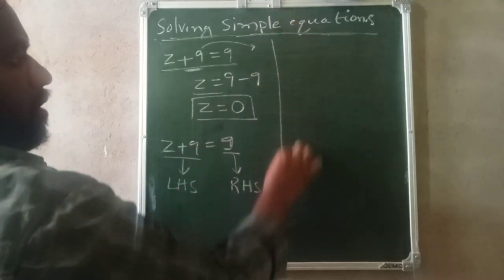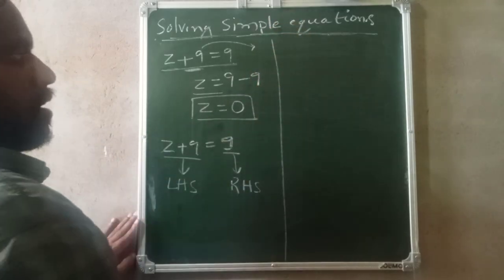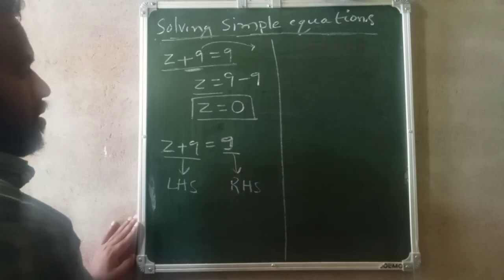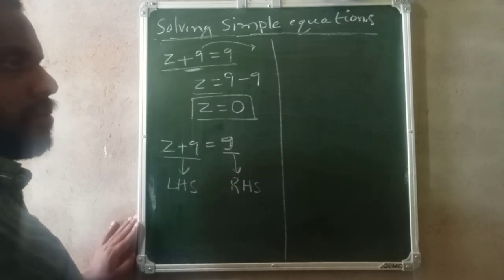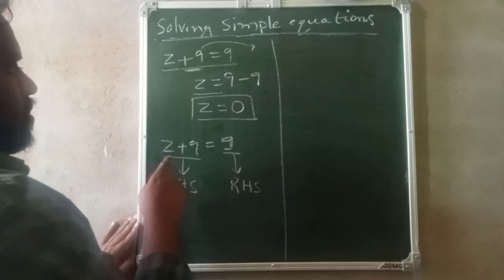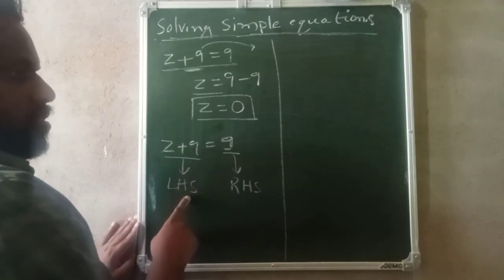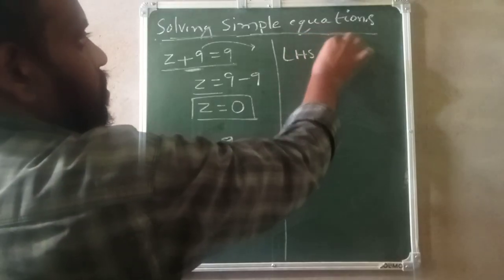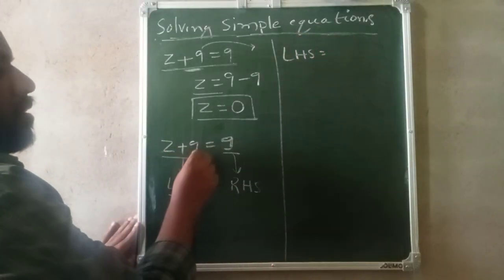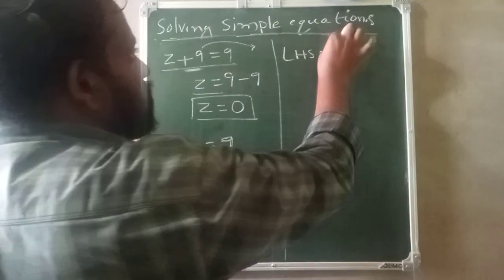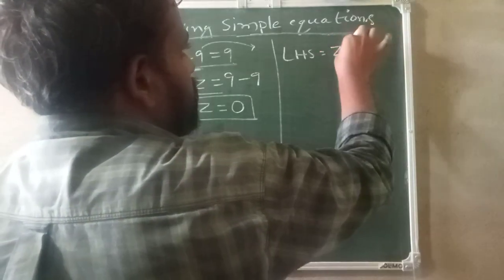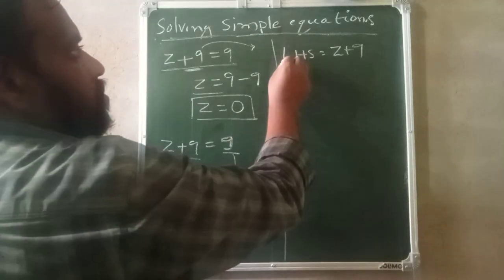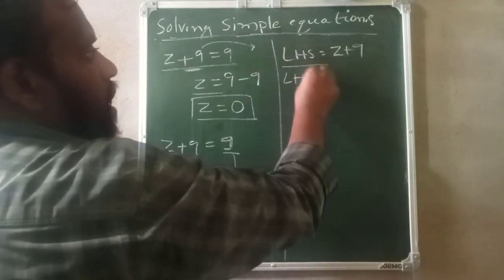First I will write a line here. So here I will solve remaining. So check on which side the variable z is present. So z is present on LHS. So write this LHS is equal to. So this entire thing is LHS. So write this z plus 9. In the next step, write this LHS is equal to as it is.